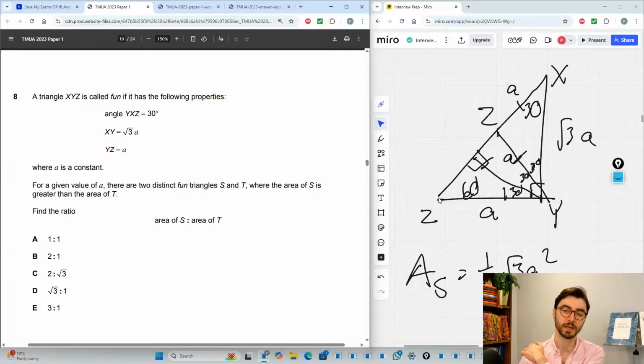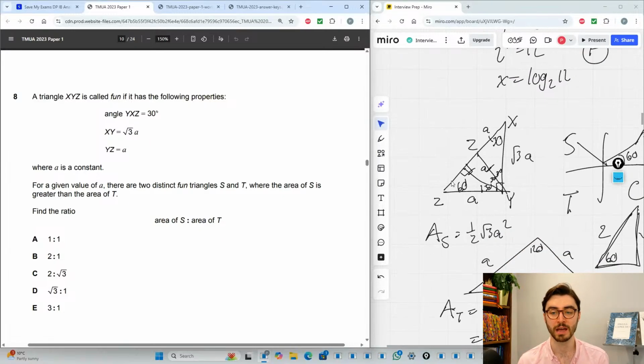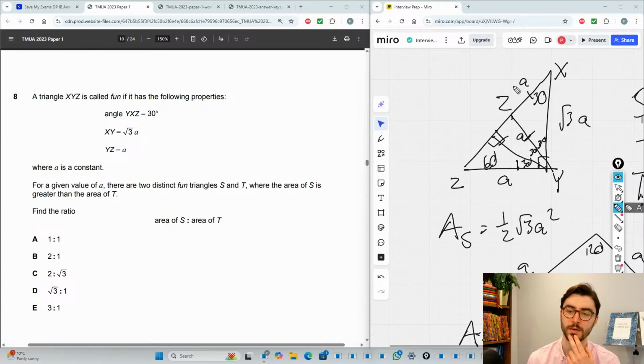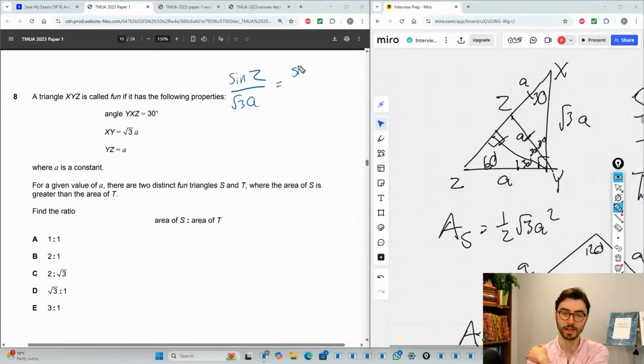I knew it was going to be, so that gave me the acute angle. So the idea here, why is there any ambiguity at all? And this is in the syllabus, and this is due to the sine rule. So let's consider this angle Z. So sine of Z over the opposite of root 3a is equal to sine 30 all over a.